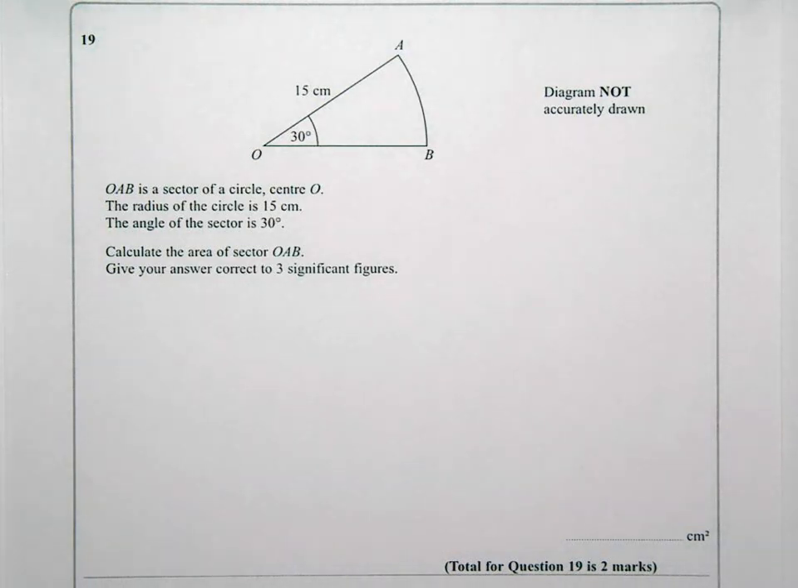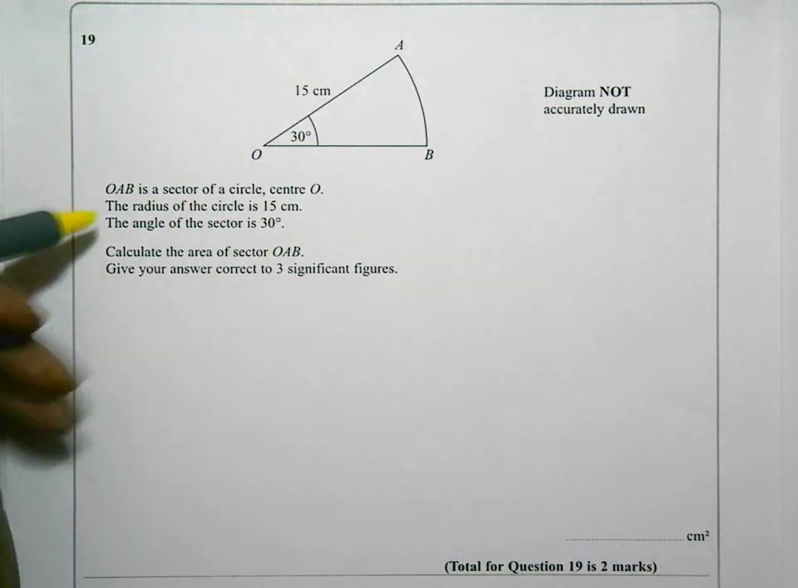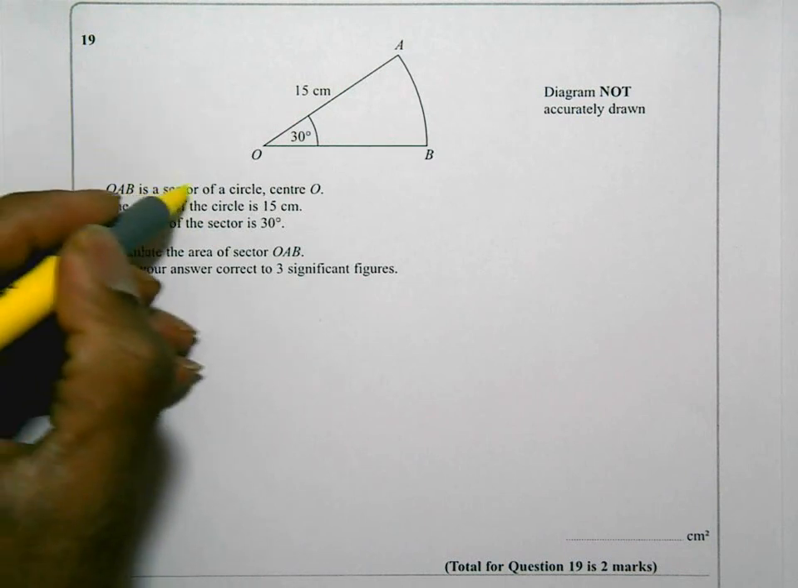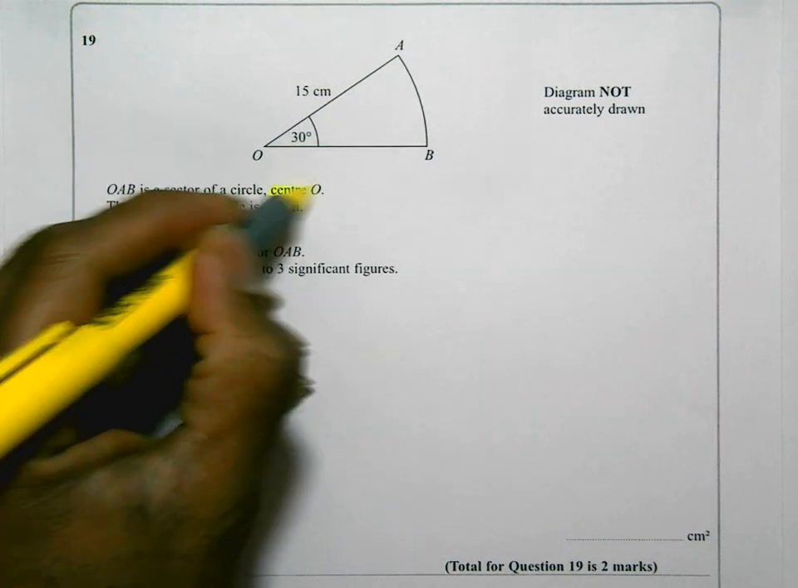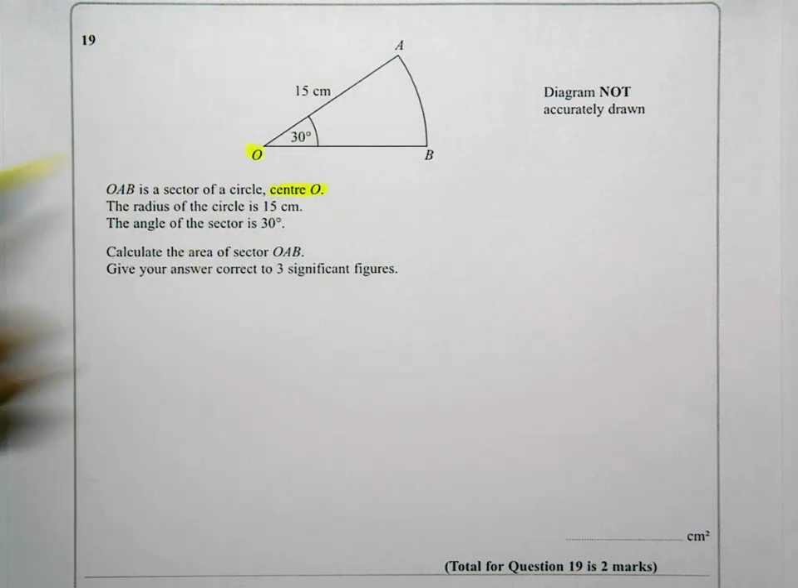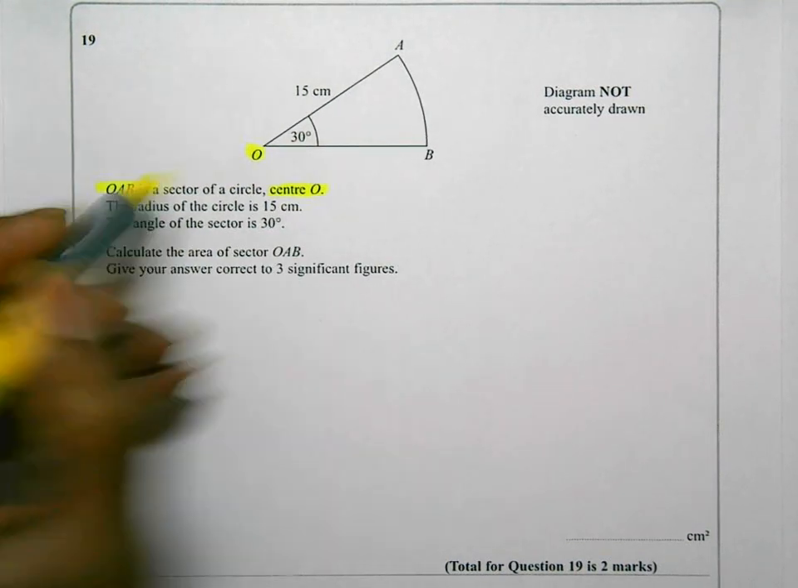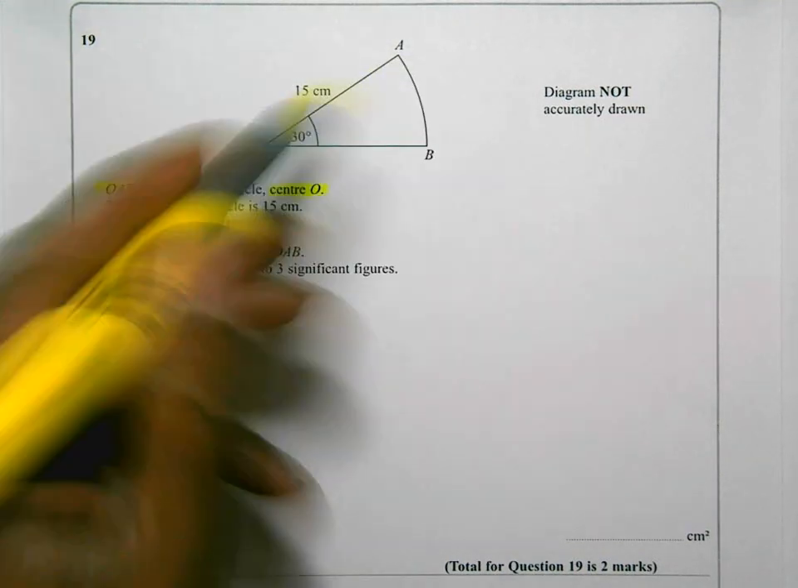This is question 19 on the higher calculator paper. Alright, so let's read the question. The question says, OAB is a sector of a circle, and the center is O. The center of the circle is O, and OAB is the sector. I could see that from the shape of that.